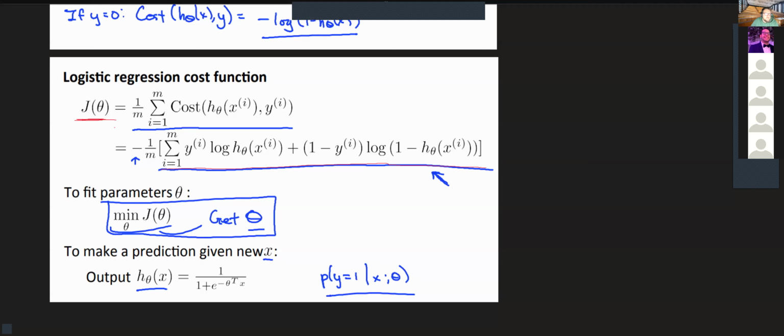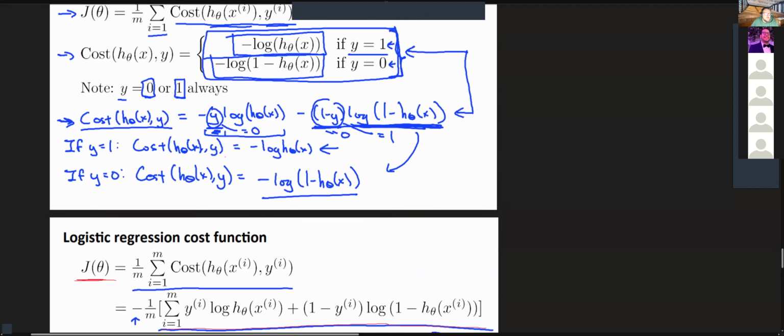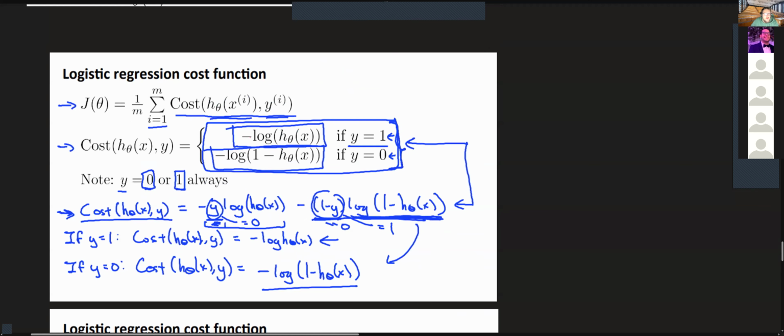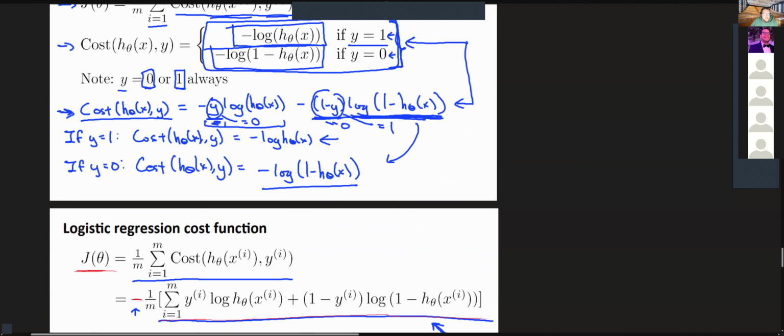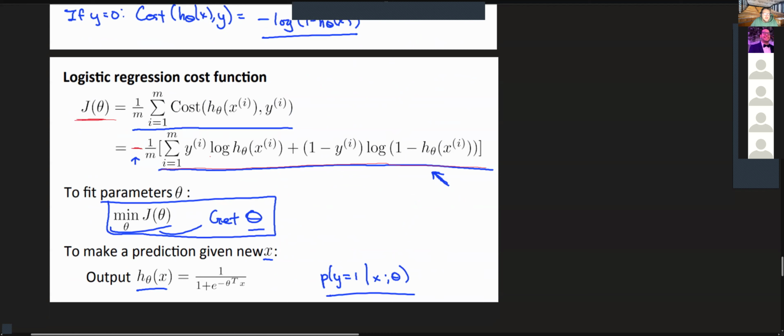So J of theta is pretty important. What we're doing is we're going to combine the y equals 1 case with the minus log and the y equals 0 case with the minus log. Let me explain this real short. It's a little bit of math, but it's easy math. Just remember that the minus gets taken out here, because there's a minus here and a minus here, we just take it out. Okay, let's first examine this for the case of y equals 1.